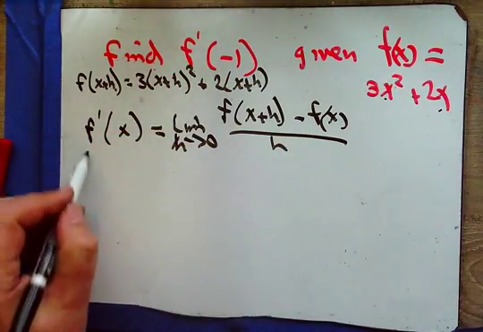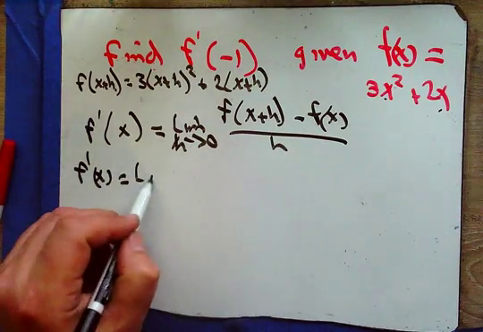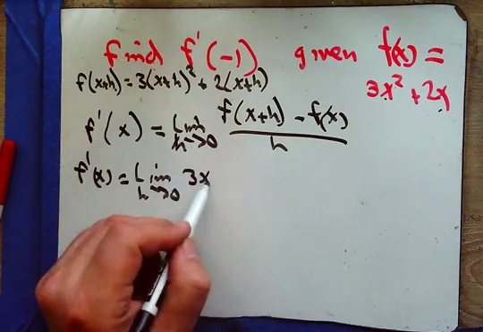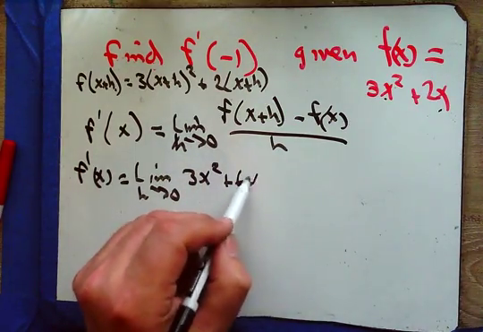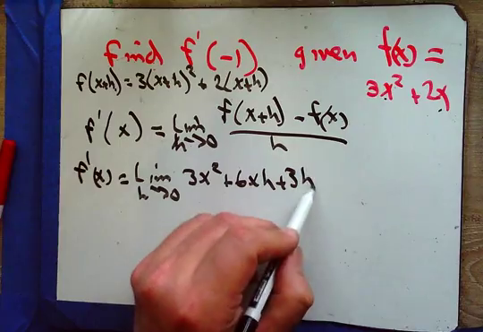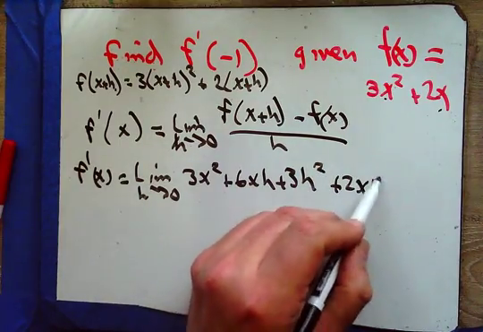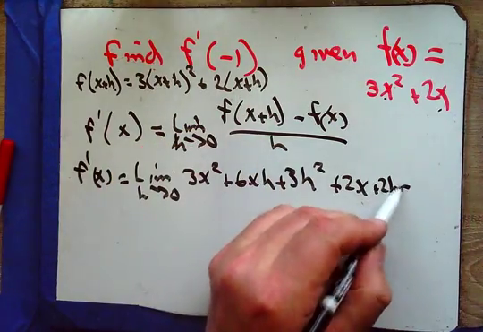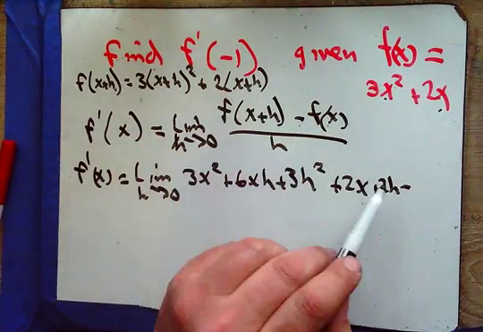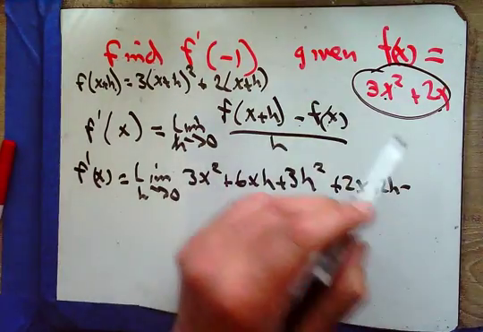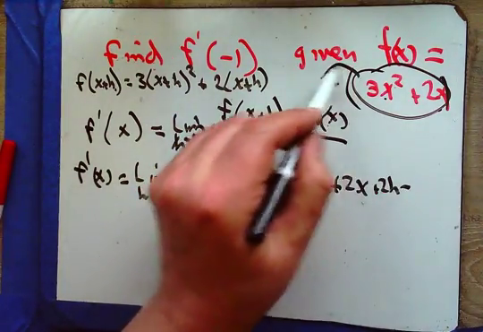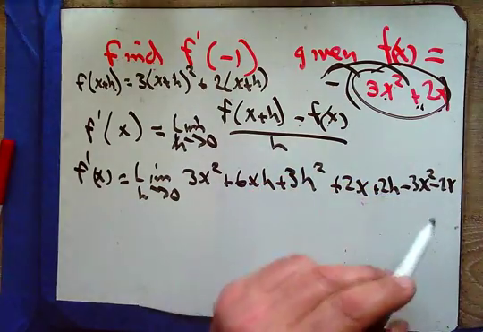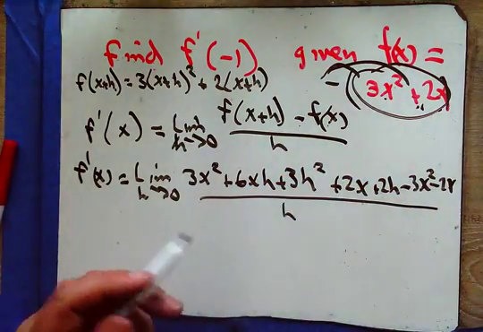So then f prime of x in our problem is the limit as h heads to 0 of 3x squared plus 6xh plus 3h squared plus 2x plus 2h, gotta distribute, minus, and what are we subtracting? All of f of x. So all this has to be subtracted, which means I have to have a negative there. 3x squared minus 2x all over h.